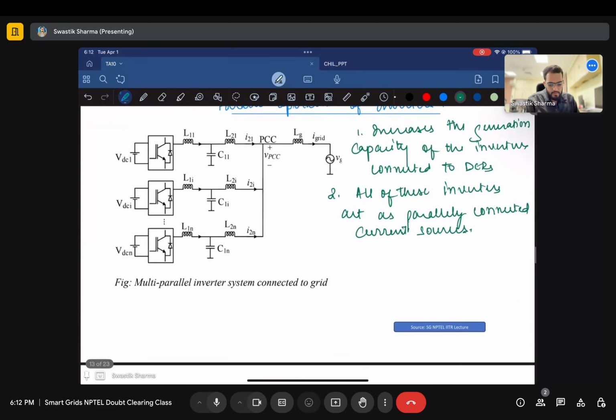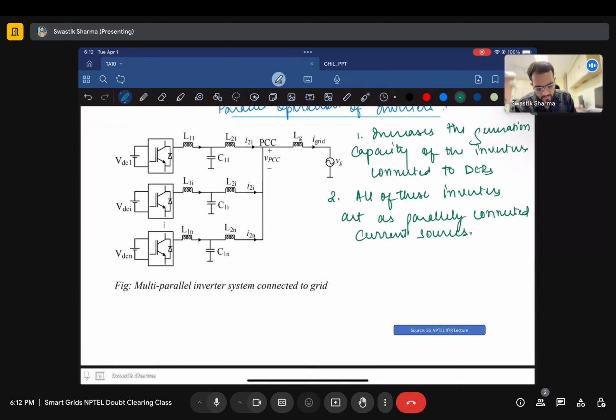So let's say this is the inverter. We have an LCL filter to filter out high oscillation frequencies, and we connect them in parallel to a point of common coupling, which is then connected to the grid, and all of them behave as a current source, right? Because they produce I21, and since they are directly connected across an inductor, they behave as current sources.